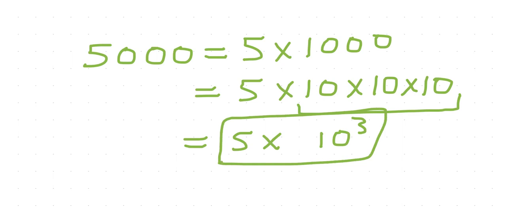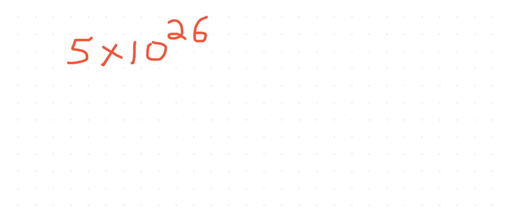Okay? I know this is a small number compared to the numbers you're going to see in chemistry, like 10 to the 28th, 10 to the 34. Those are really huge numbers. But this just allows you to see how you can convert from a regular number to a scientific notation. Okay? Let's look at a couple other examples.